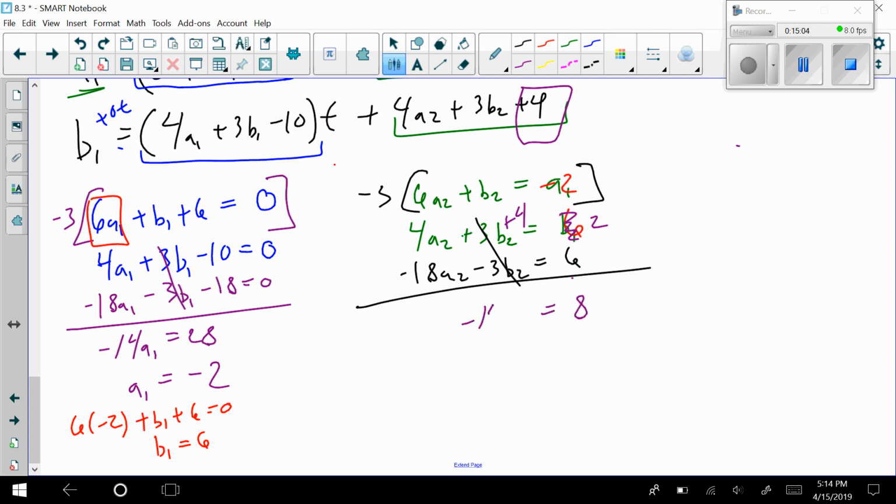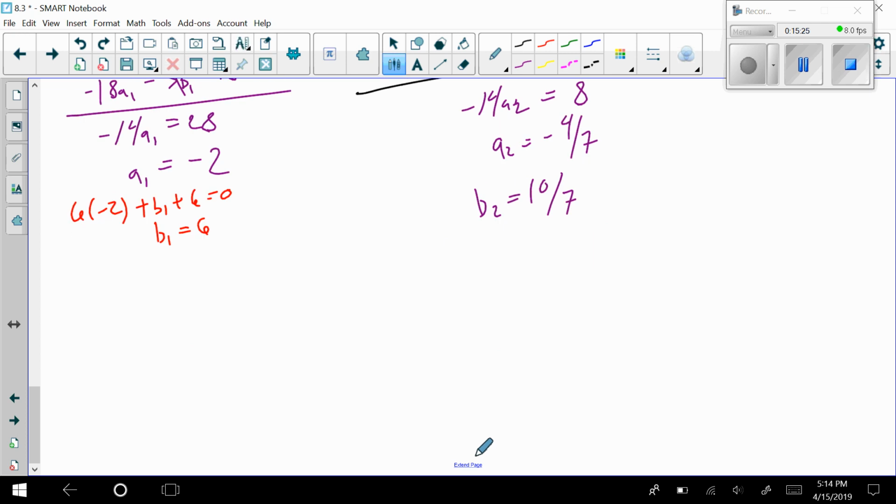Then I'll solve my negative 14 a sub 2. But then that makes a sub 2 equal to negative 4 sevenths, right? And plugging it back in, I get b sub 2 equal to 10 sevenths. Feel free to check my math. I feel pretty confident about that one.